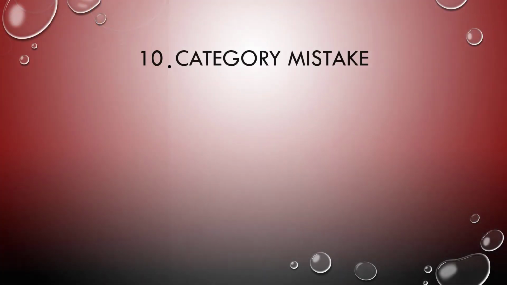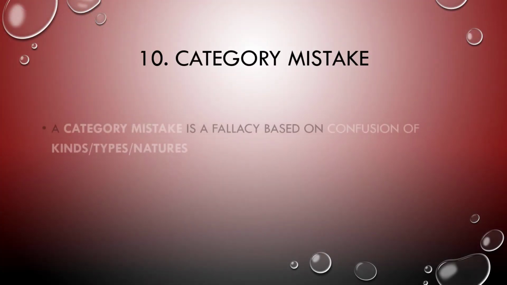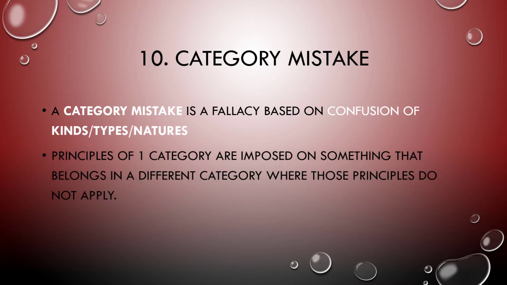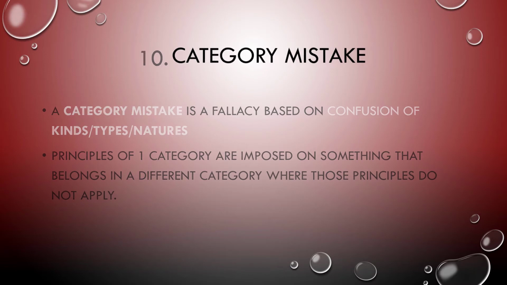Our next fallacy is going to be called the category mistake. And a category mistake is a fallacy based on confusion of kinds, types, and natures. When the principle of one category is imposed on something that belongs to a different category where those principles actually don't apply, that's where we fall into this fallacy. It's an attempt to draw conclusions on the basis of a comparison or combination of two ideas in different categories. It's like an apples to oranges comparison.